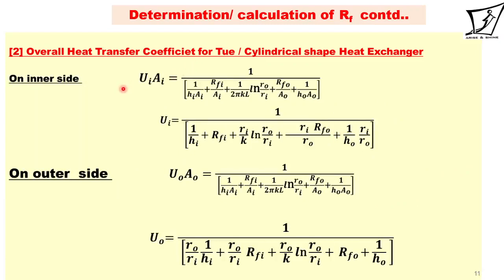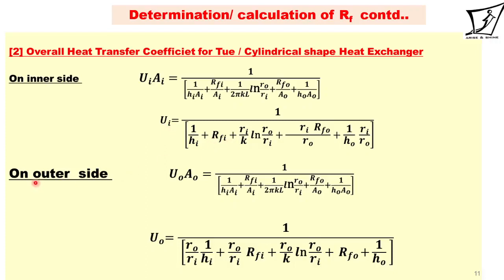So overall heat transfer coefficient based upon the inside area of the tube UiAi will be equal to 1 over HiAi plus RFi over AI plus 1 over 2 pi KL log of RO over Ri plus RFO over AO plus 1 over HO into AO. Multiplying this inside area to this entire expression will give me this expression for overall heat transfer coefficient based upon inside area.